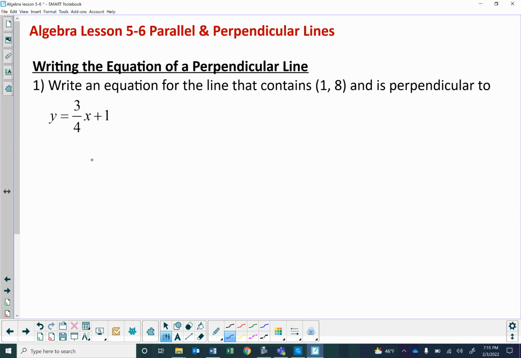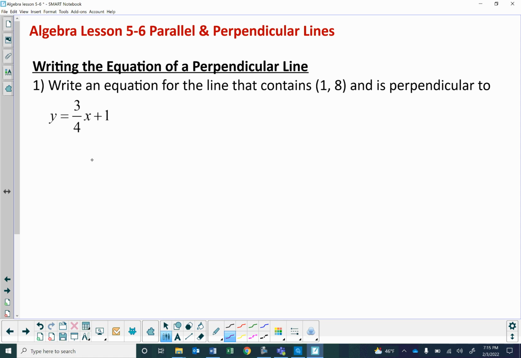Okay, since you can write equations of lines that are parallel to each other if you have a slope and a point, you can also do the same thing if you have a slope and a point for perpendicular lines. So if we're going to write an equation of a perpendicular line that contains the point (1, 8) and is perpendicular to y equals 3/4 x plus 1.